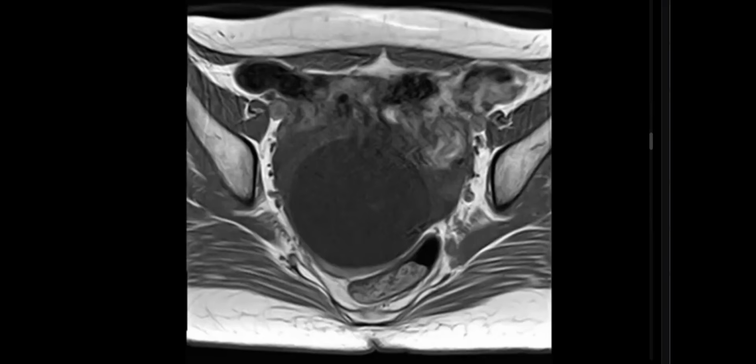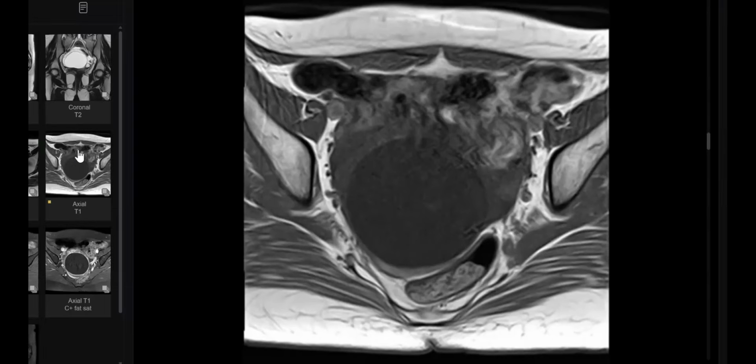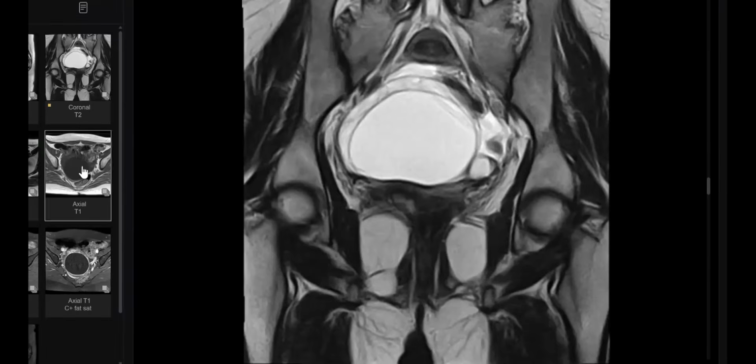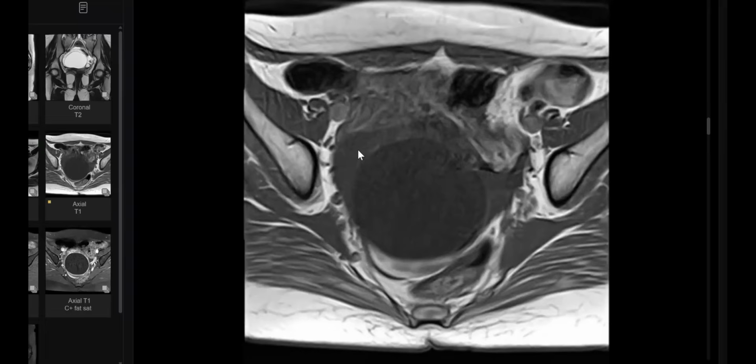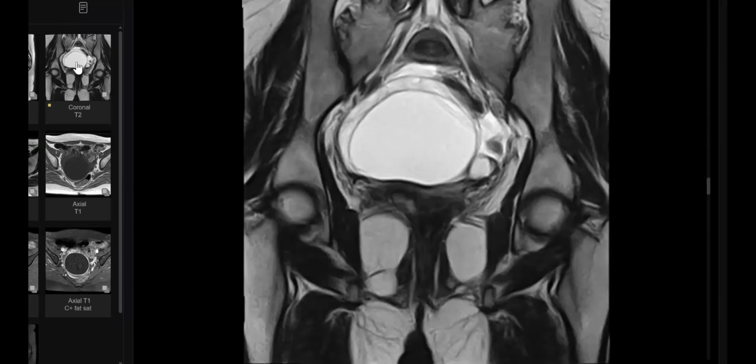It's a functional cyst. Low T1, high T2. And this is just the hemorrhagic component. But this is a functional cyst with rapid enlargement causing torsion of the ovary. So abnormal location and again ovarian edema.